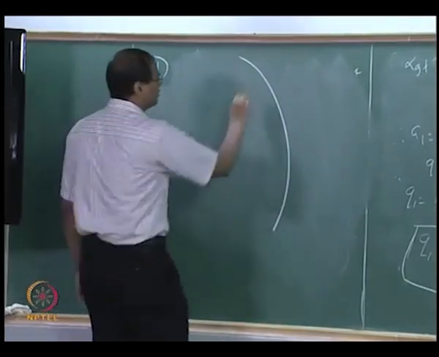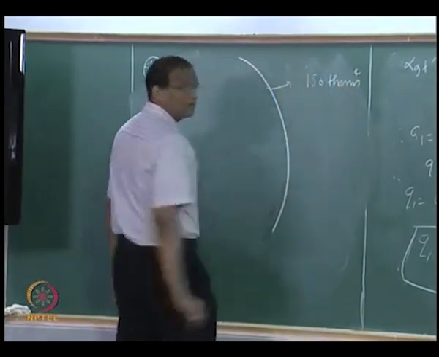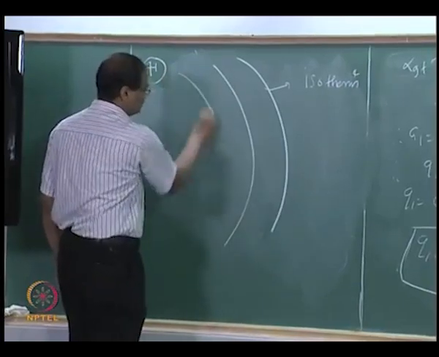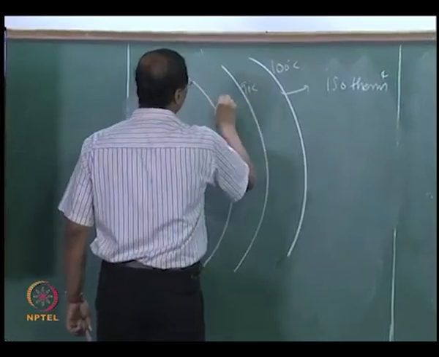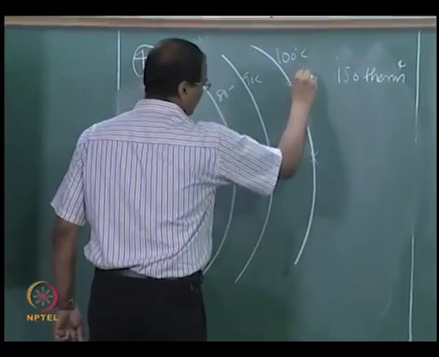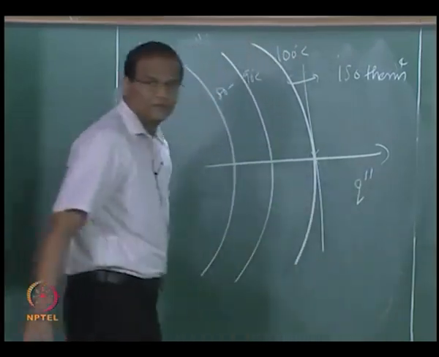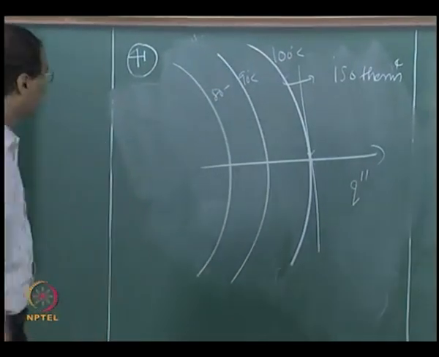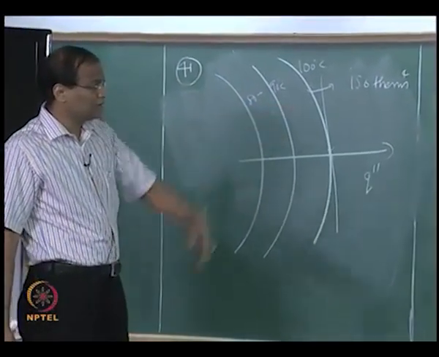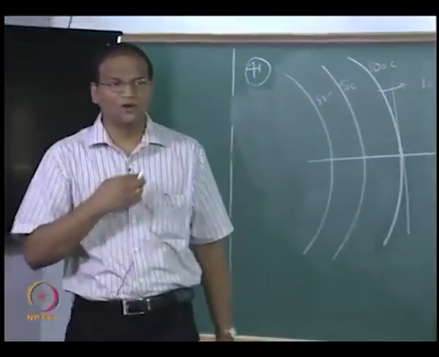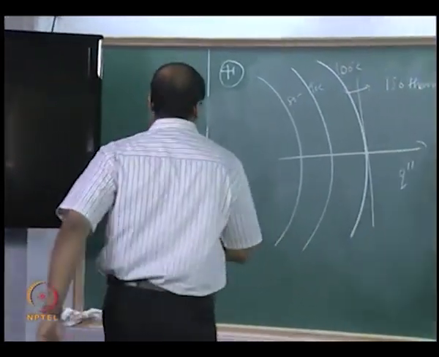So if this is your isotherm, that is your constant temperature line, let us say 100 degree centigrade, 90 degree centigrade. At this point you draw a tangent, so the heat flux vector will be like this. The heat flux vector is normal, orthogonal, to the isotherm, okay.